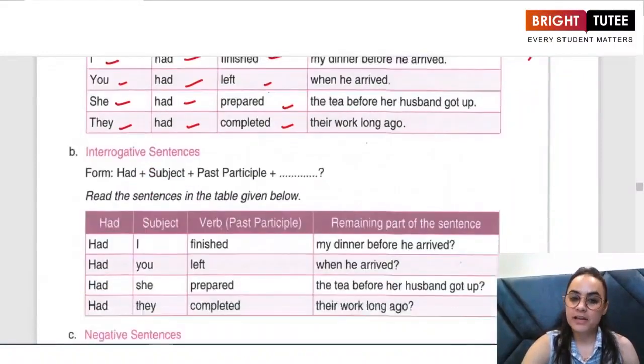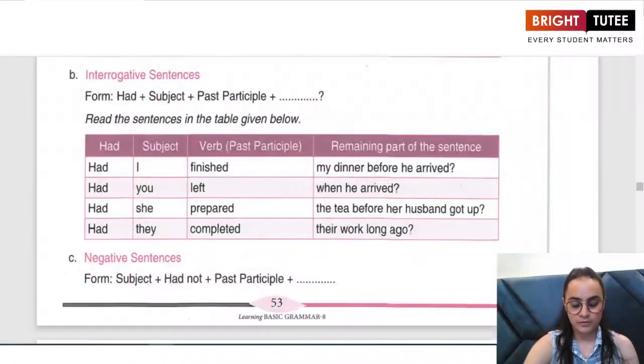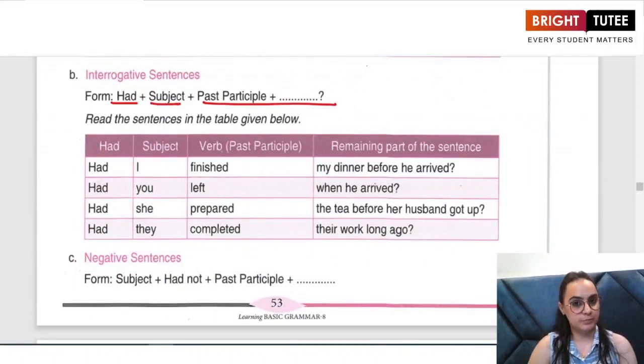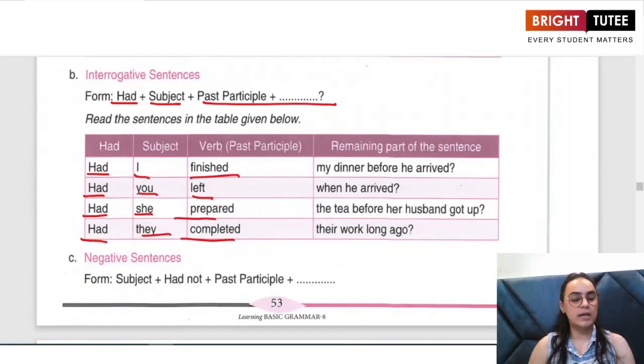How do we frame a sentence in the interrogative manner? The first place is to be occupied with the helping verb, that is had. Then comes the subject, then the third form of the verb. For example, had I finished my dinner before he arrived? Had you left when he arrived? Had she prepared the tea before her husband got up? Had they completed their work long ago?